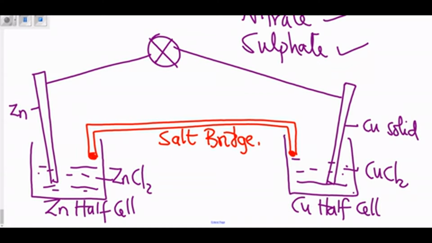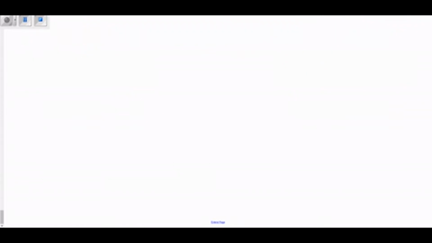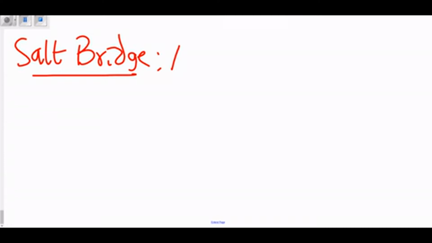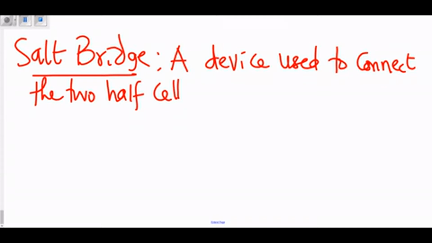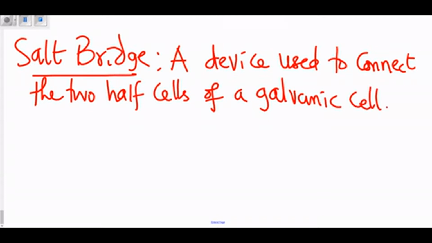All right. What is a salt bridge? Let's quickly talk about a salt bridge, then we'll come back to the diagram. The salt bridge is a device used to connect the two half cells of a galvanic cell.